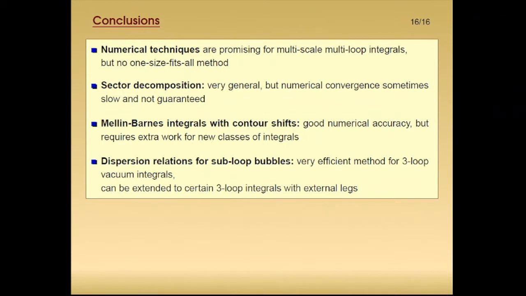At one loop, we have tools that work very well for all kinds of one-loop problems. At two loop level and beyond, that's not quite the case. For instance, there are situations for which sector decomposition is a great tool because it's so general and very automatized. There are other situations for which Mellin-Barnes integrals with this contour shift method work great. It's not as automatized, but can give you good precision.